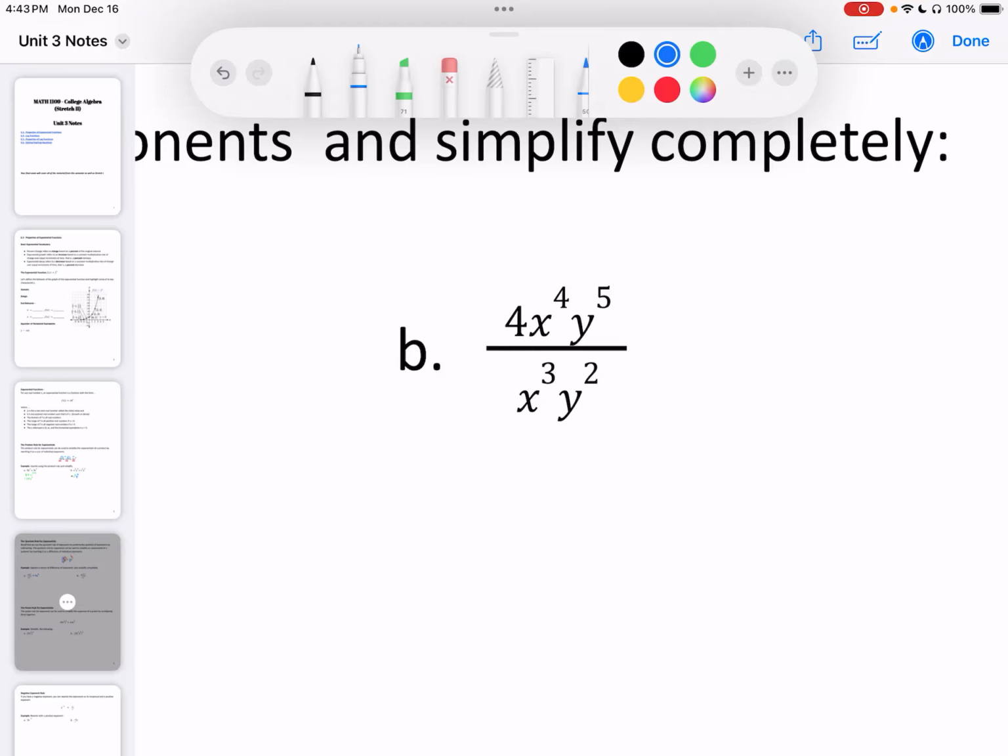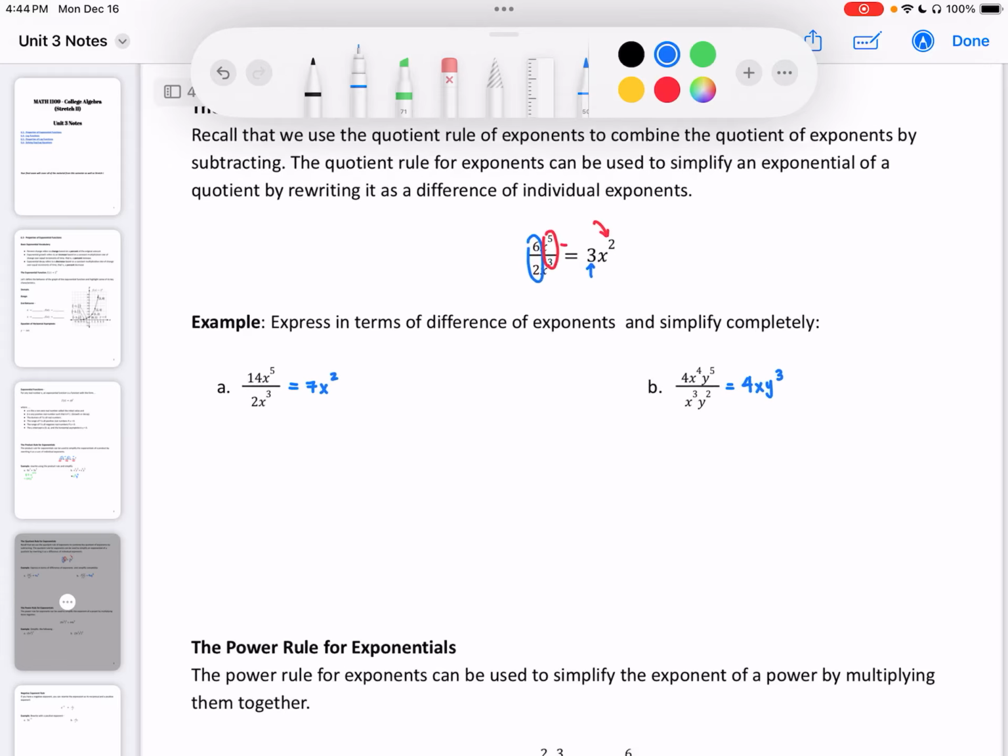Similar to the product rule, if we have multiple variables, we still treat that the same, just combine like variables. 4 divided by 1 is just going to be 4. Then we have x to the fourth divided by x cubed. That's just going to leave us a single x. And then we have y to the fifth and y squared, which will be y cubed. Okay, that's all you can do there. Let's move on.